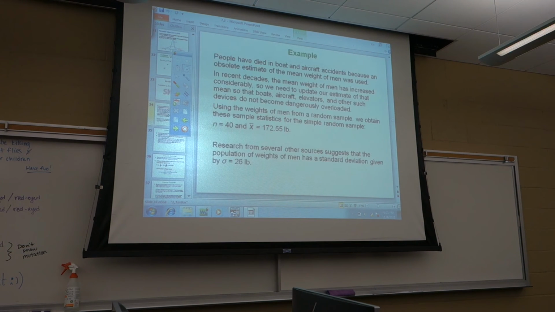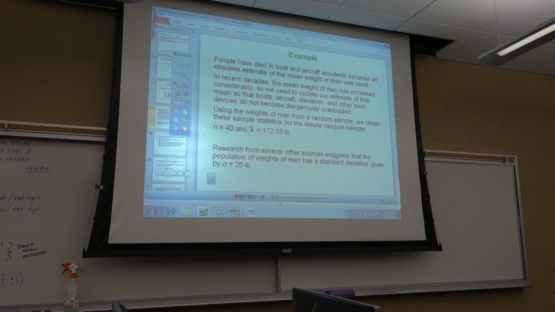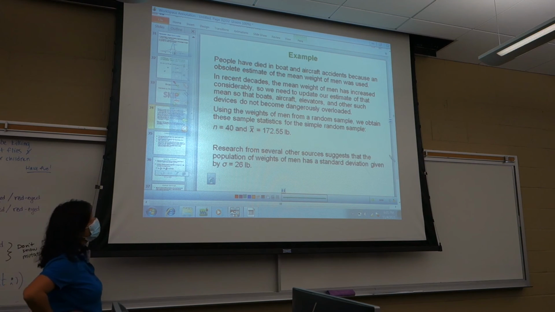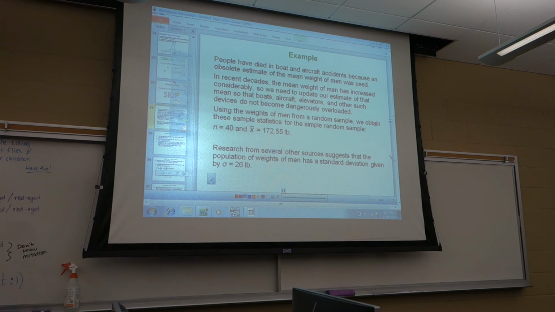Okay, great, Avery, go. People have died in a boat and aircraft accident because of an obsolete estimate of the mean weight of passengers. In recent decades, the mean weight of men has increased considerably, so we need to update our estimate of that mean so that boats, aircraft, elevators, and other such devices do not become dangerously overloaded. Using the weights of men from a random sample, we obtain these sample statistics from the simple random sample n equals 40 and x bar equals 172.55 pounds. Research from several other sources suggests that the population of weights of men is a standard deviation given by sigma equals 26 pounds.